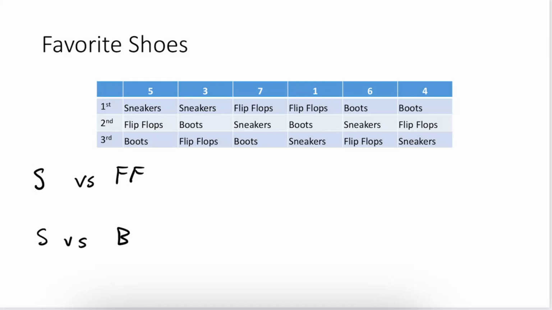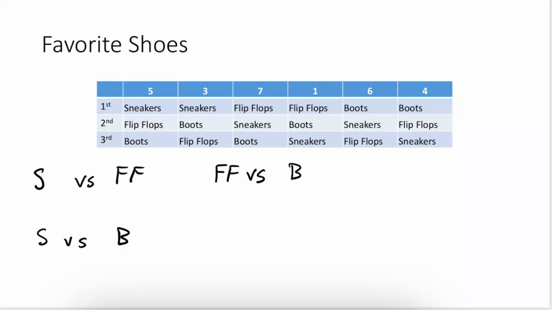Then I'll move on to my next type of shoe and I'll say, okay, let's take flip-flops. Well, I've already got a pair that represents sneakers versus flip-flops, so I don't need to write that one again, but I do need to do flip-flops versus boots. Then I'll use my last type of shoe, which is boots, and make sure that I have all of the pairs that could involve boots. So I have boots versus sneakers and boots versus flip-flops. Both of those are already written down. And so this represents all of the possible pairs of types of shoes.